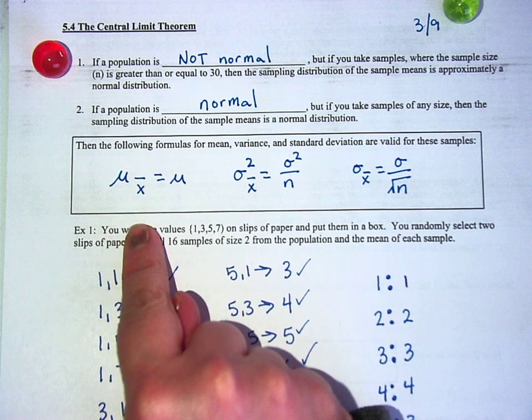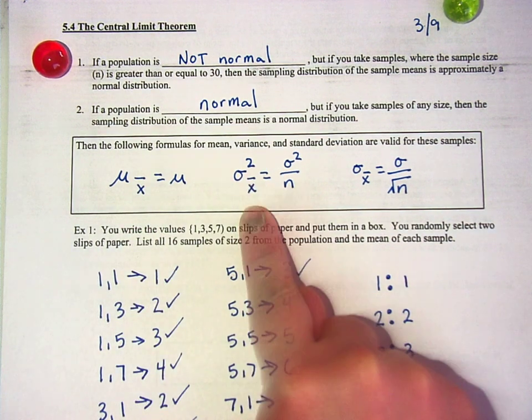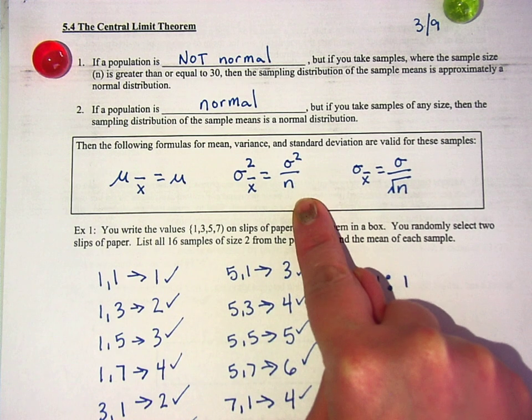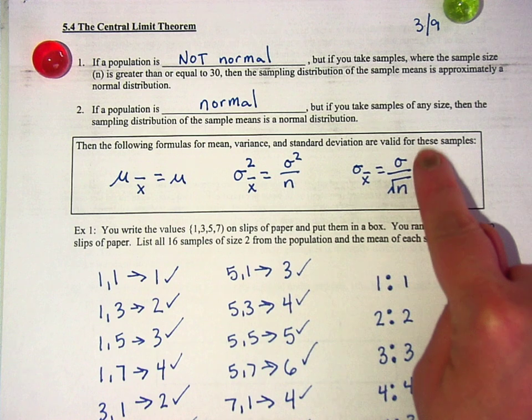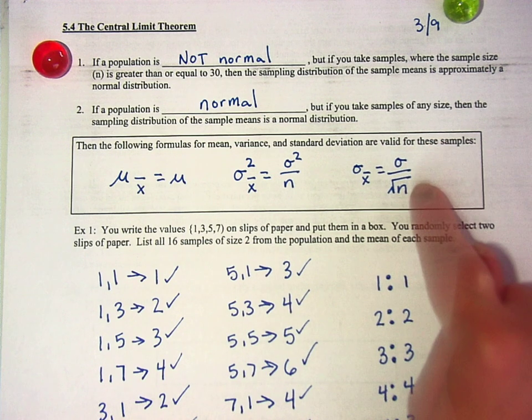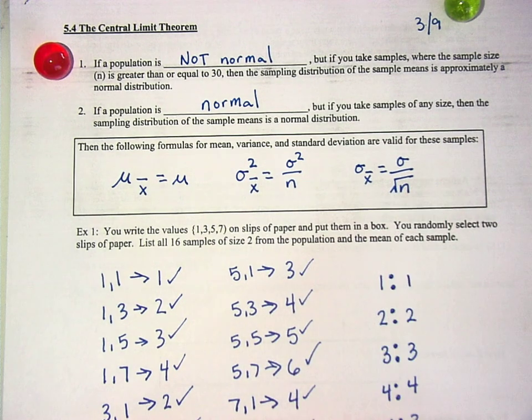The mean of the averages is exactly the same. The variance of the averages is the old variance divided by n, and the new standard deviation of the averages is the old standard deviation divided by the square root of n. Right now, these formulas don't really mean a thing to you, but on the next page I'm going to show you how to use them.